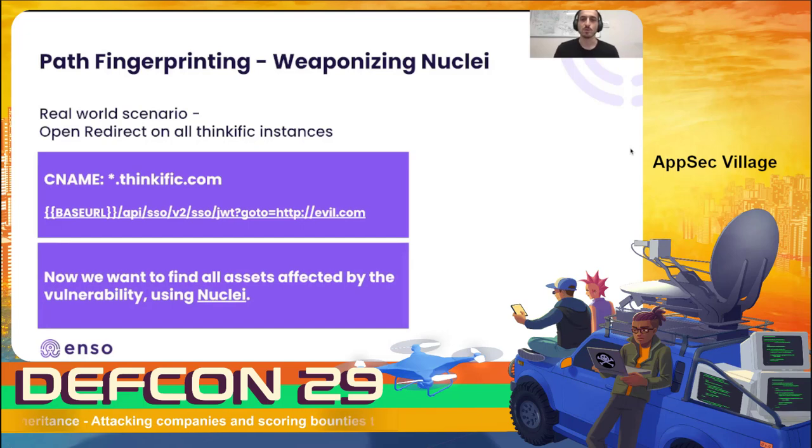So now we found that every asset which operates under Thinkific is affected, so we want to find all assets affected by the vulnerability. We don't want to go over each subdomain and try the following path on the browser search bar to see the redirection, so we'll use Nuclei for our help.